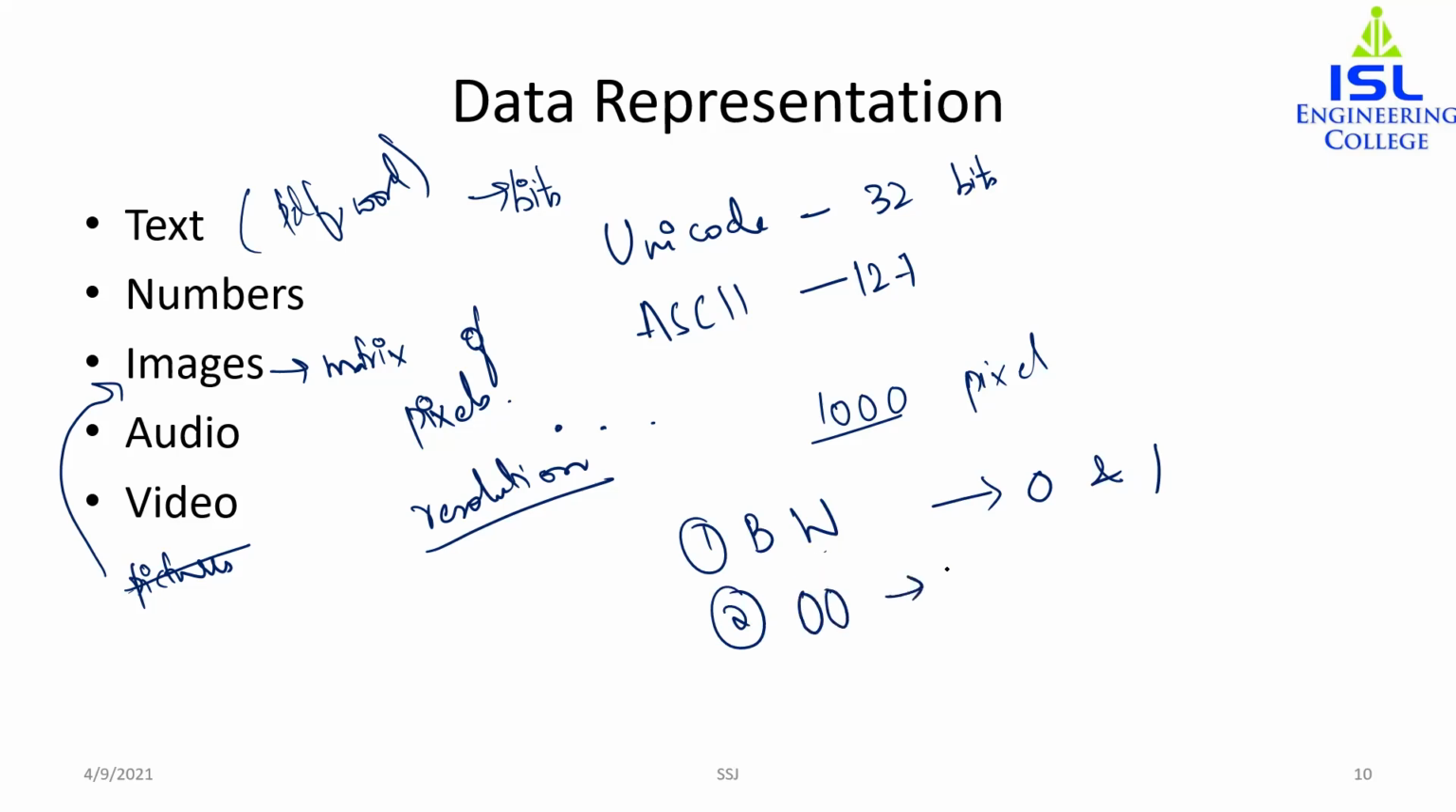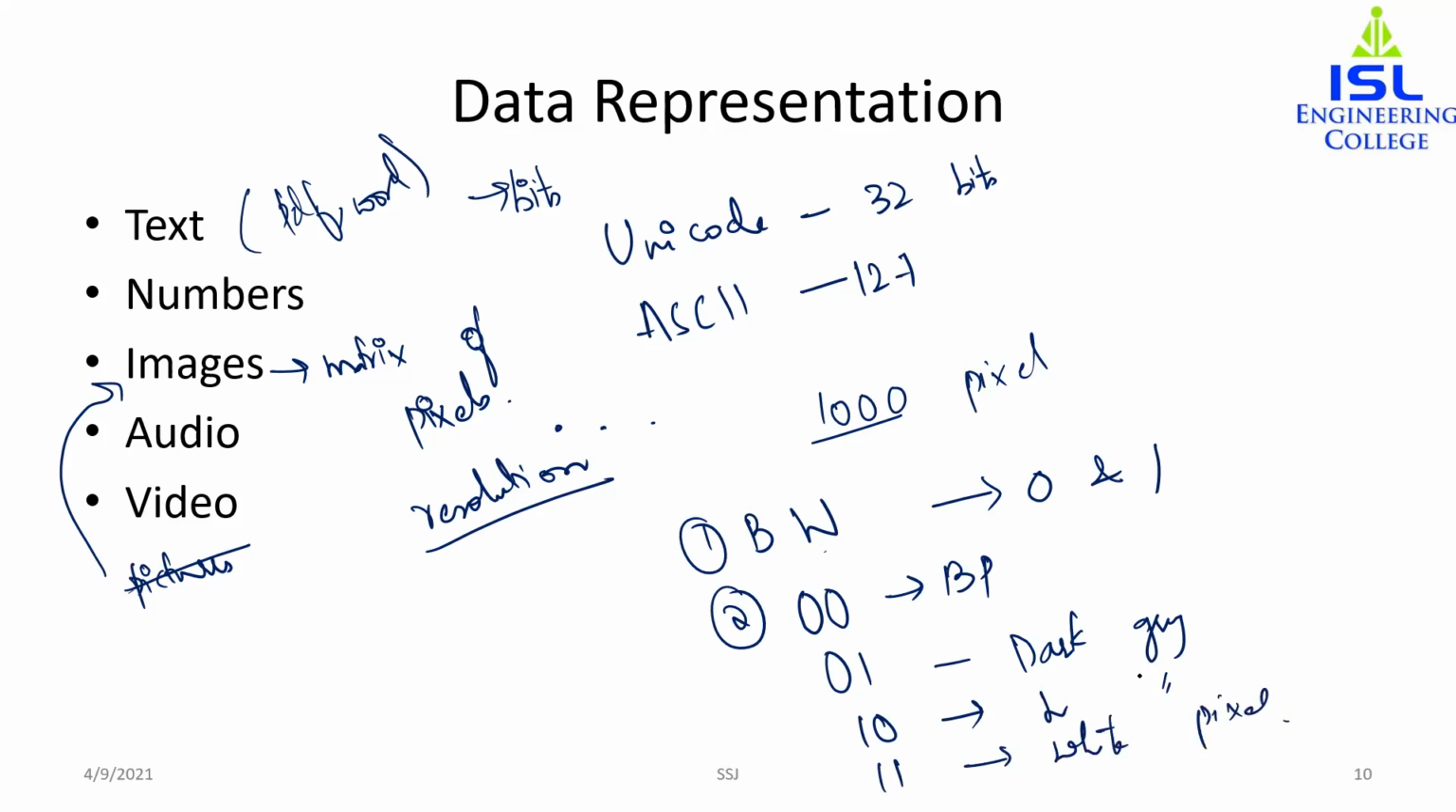0, 0 represents a black pixel, 0, 1 will represent dark gray, 1, 0 will represent light gray, and 1, 1 will represent your white pixel. There are several methods to represent color. So this is your black and white image, then we have your image in gray and light gray pixels, and then we have your color images.